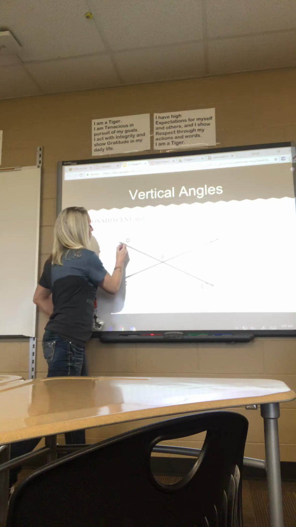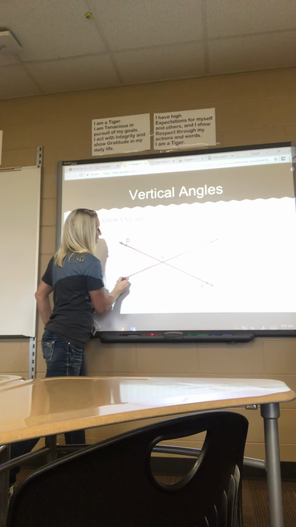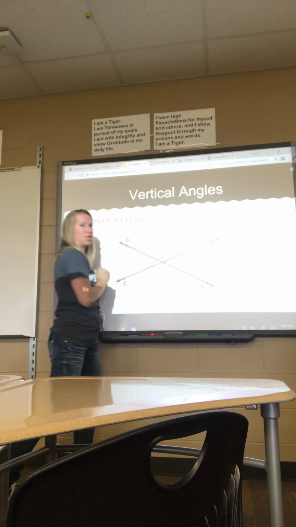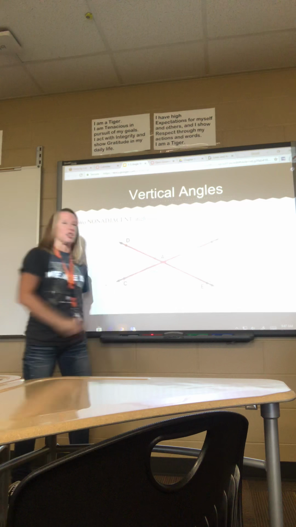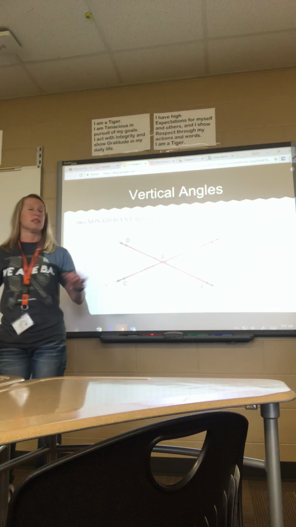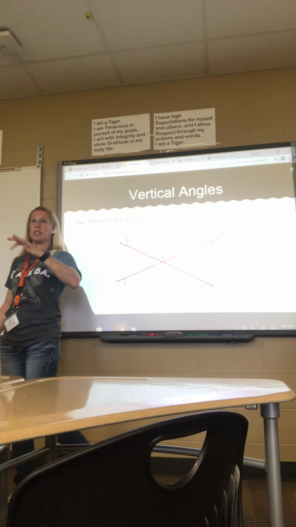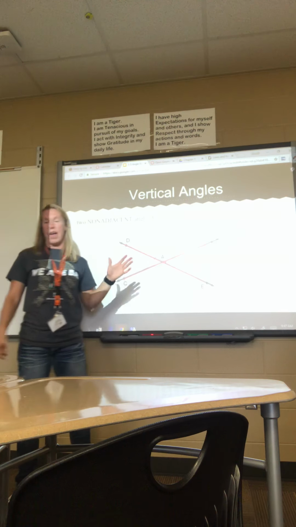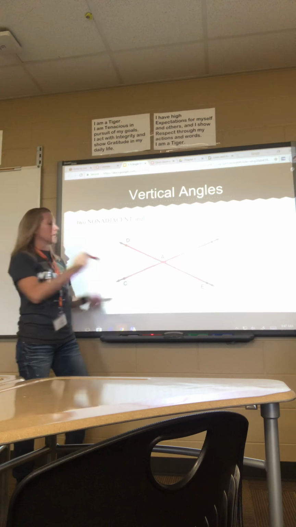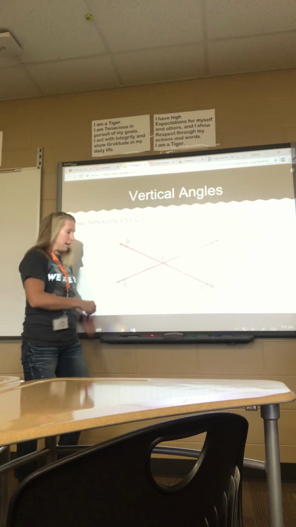Now the thing about vertical angles is they are not adjacent. The only thing vertical angles have in common is that vertex. That's it. So these are vertical angles. They're directly across from each other. They are never adjacent. So on your assignment, one of the questions says, are vertical angles adjacent? You're going to say false. They are not. No. Ever, never, never. Because adjacent angles have to share a side.